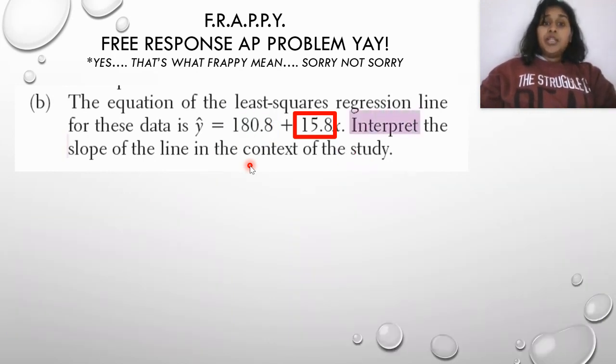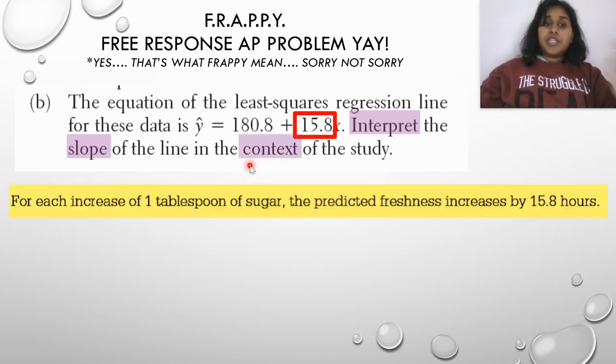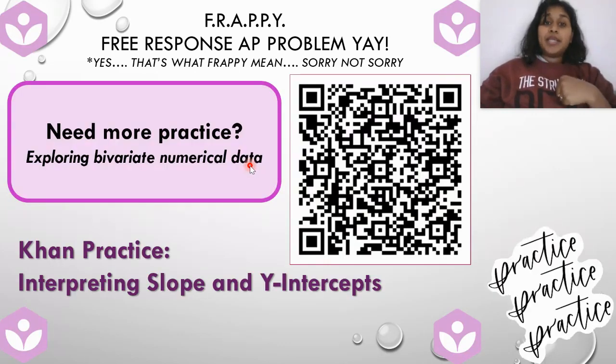Now we've interpreted the slope of the line in context of the study. So let's write that out. For each increase of 1 tablespoon of sugar, the predicted freshness increases by 15.8 hours. Done.